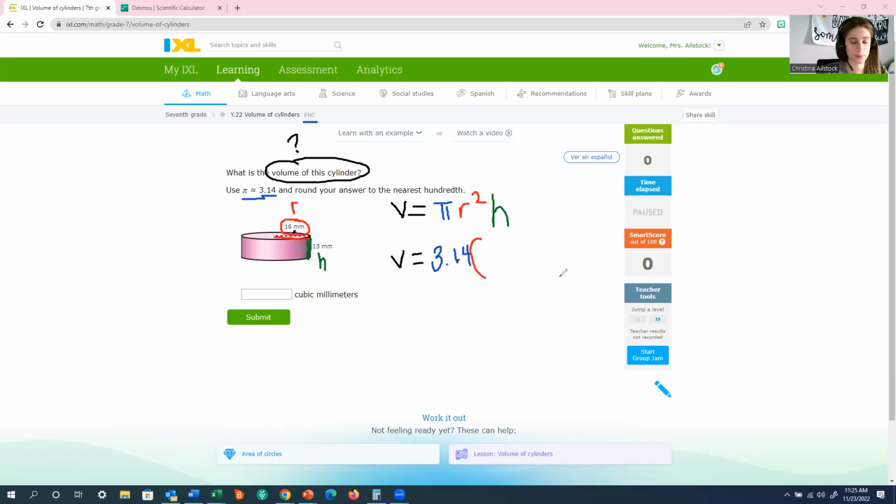That is being multiplied by our radius squared. So our radius is 16. And then that is being multiplied by our height of 13. Now that we have all of this, we need to use order of operations to simplify and solve for our variable V.